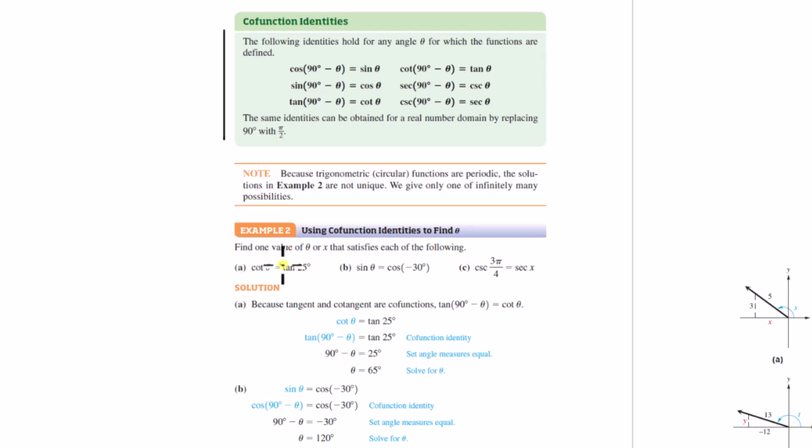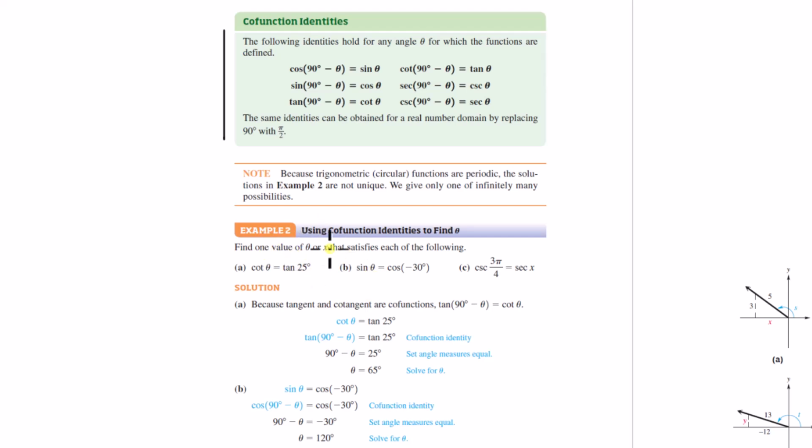But what they're saying there is that cotangent theta is equal to tangent 25 degrees. So what's theta here? Well, these are cofunction pairs, cotangent and tangent. And so what angle is complementary to 25 degrees? That would be 65. Since 65 plus 25 is 90, and these are cofunction pairs, then the cotangent of one of the complementary angles is equal to the tangent of the other complementary angle, or vice versa. That's the cofunction identity.